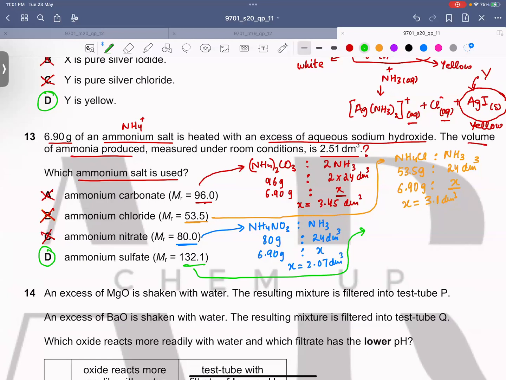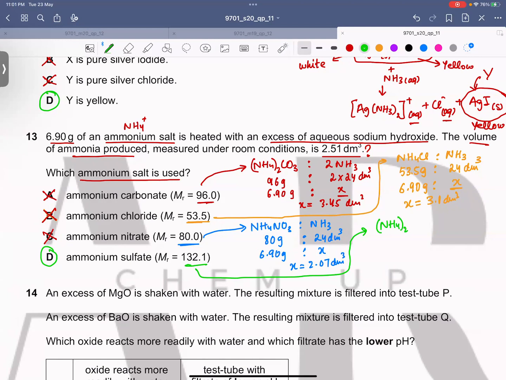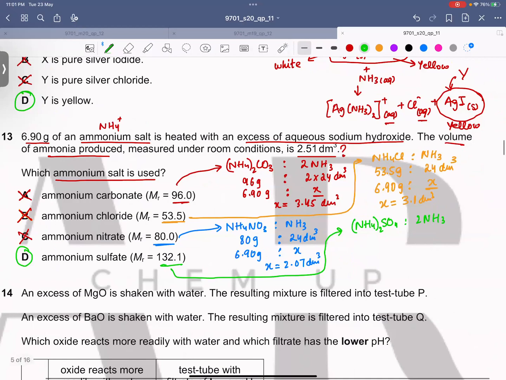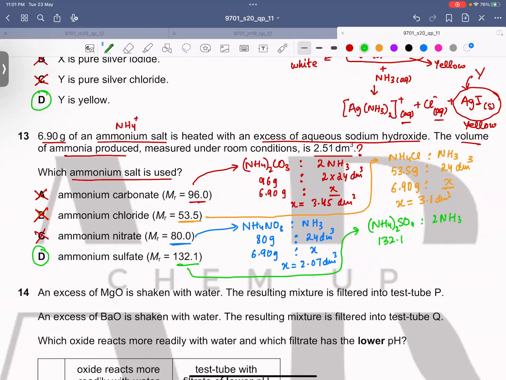Okay, so here we have ammonium sulfate. The formula of ammonium sulfate is (NH4)2SO4. It would provide you 2 moles of ammonia gas, right? So from the Mr, 132.1 grams of ammonium sulfate would give me 2 times 24 decimeter cube of ammonia. So if I use 6.90 gram of ammonium sulfate, then that many dm cube of ammonia would be produced. You can calculate it, and it would be the same value as given in the question, which is 2.51 decimeter cube. Just do the calculation. Okay. Is this understandable to everyone?